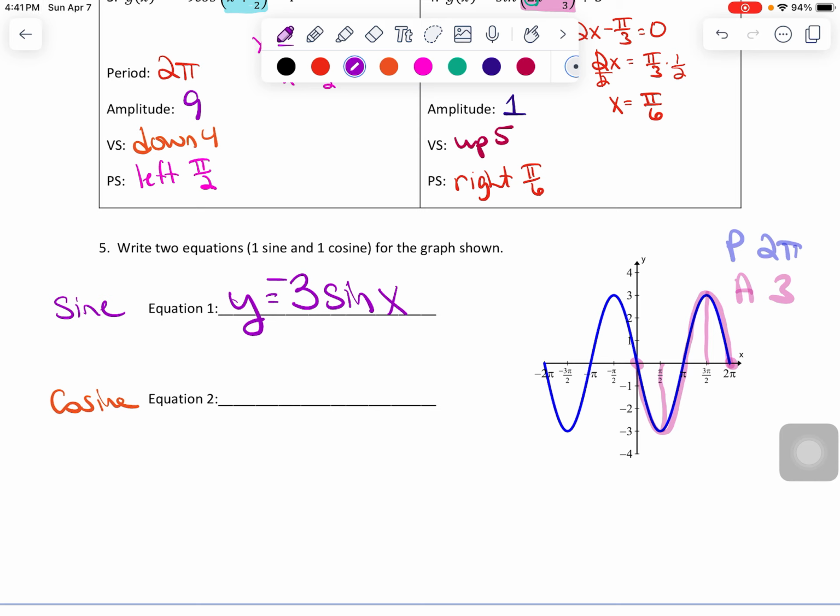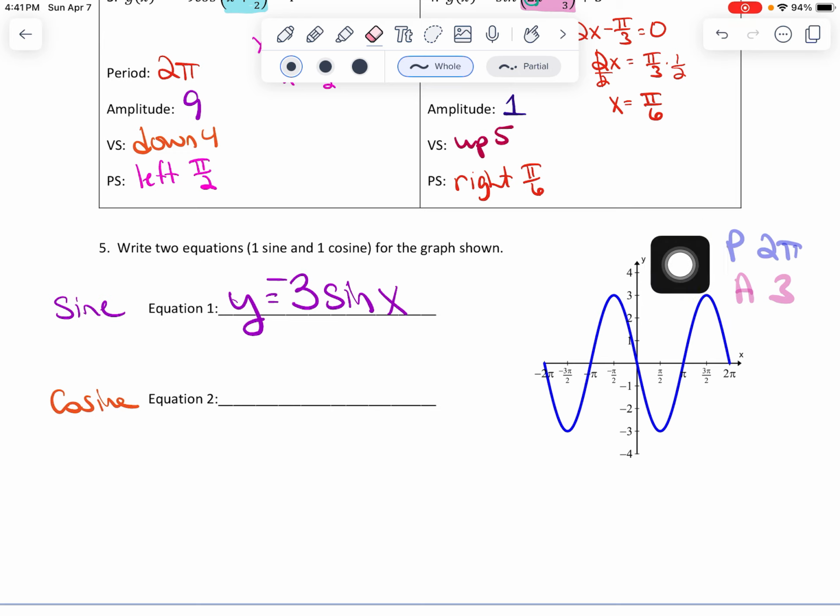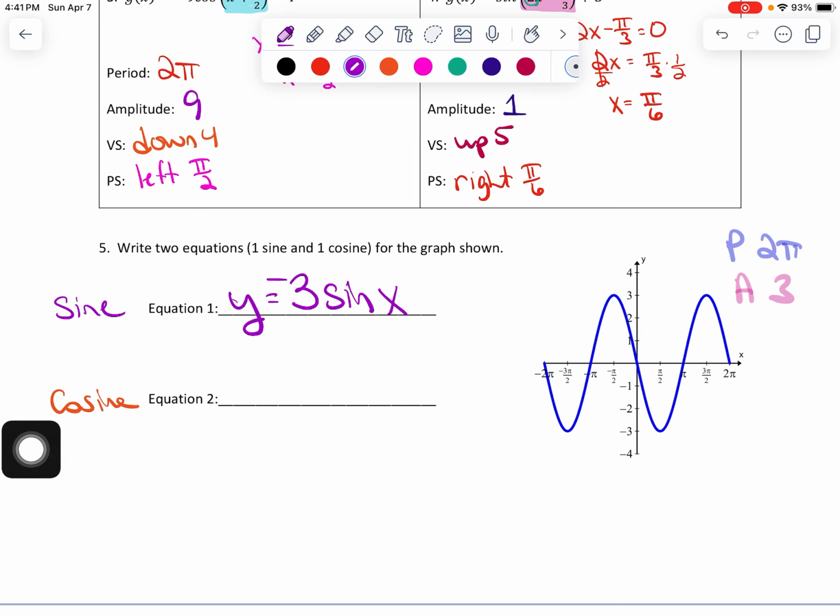Okay, so that's if you're doing sine. Now, you could have also started at other points for sine. What you want to make sure that you're doing with sine, though, is that you're starting at the midline, okay? Now, I'm going to delete all of this stuff that I just did. I'm not going to delete the period and the amplitude, though, because that's still the period and amplitude. But for cosine, I need to figure out if I'm going to start at the maximum or the minimum.